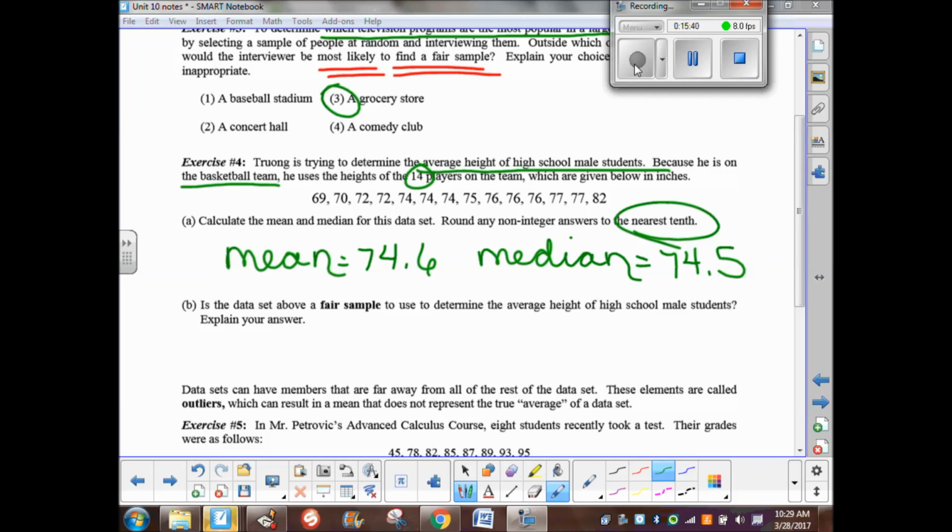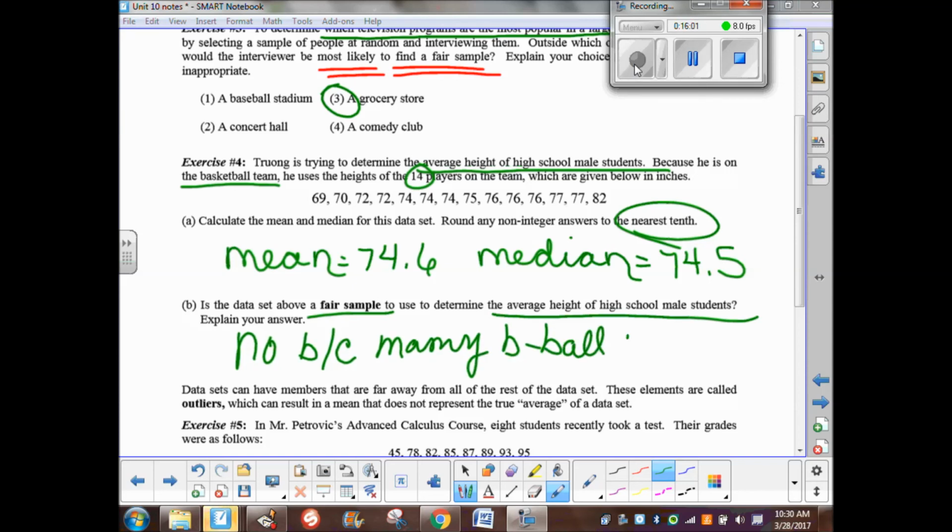So is the data set above a fair sample to use to determine the average heights of high school males? Madeline? No, because a lot of basketball players are really tall. Okay, absolutely. No, because many basketball players are tall.